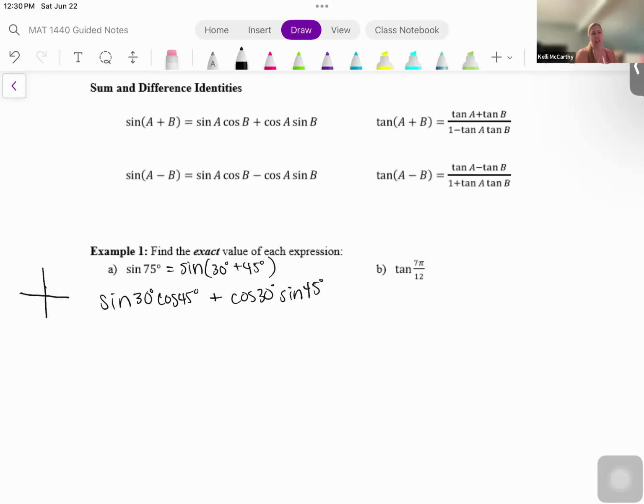Using my quick sketch to determine those ordered pairs, 30 degrees is right here. So that's creating that longer, flatter triangle, making the x value the larger side. So my ordered pair is square root of 3 over 2, one half. And then 45 degrees, that ordered pair, since the x and the y are the same, is square root of 2 over 2, square root of 2 over 2.